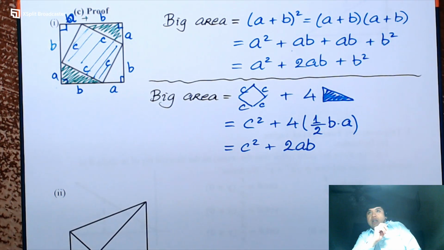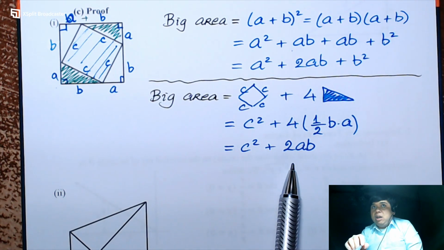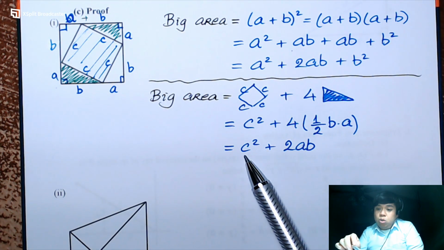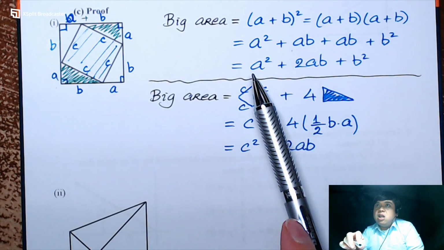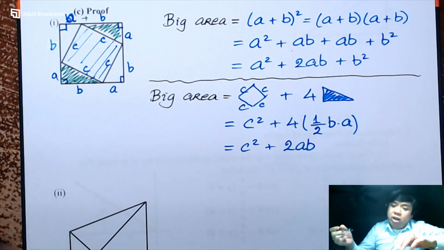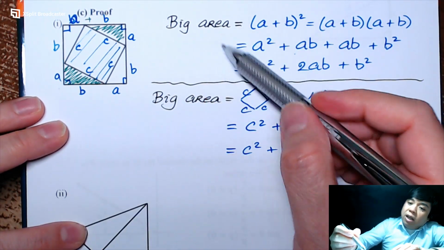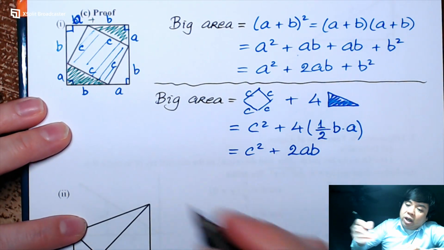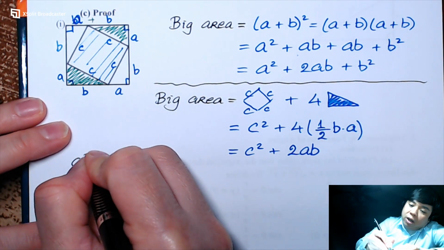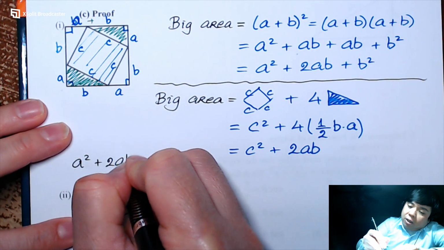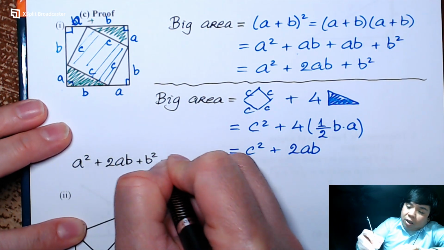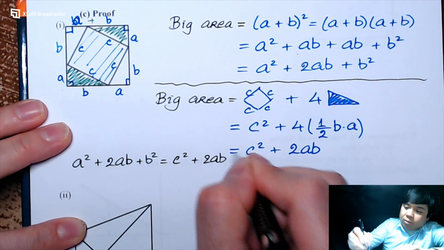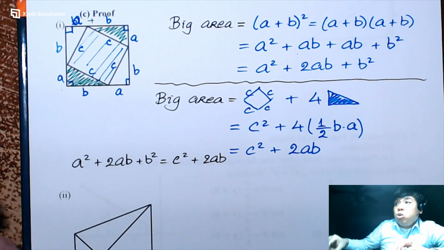So the big area is C squared plus 2AB on one side of the equation. The other side is A squared plus 2AB plus B squared. Both of them equal the big area, therefore they equal each other. So we have A squared plus 2AB plus B squared equal to C squared plus 2AB, and minus 2AB on both sides.